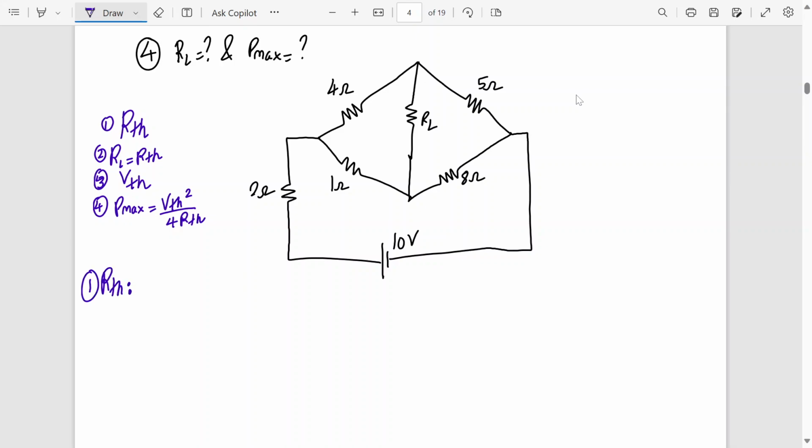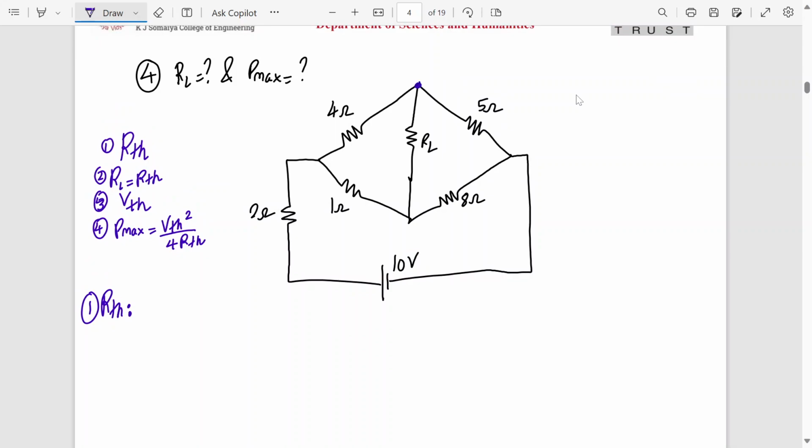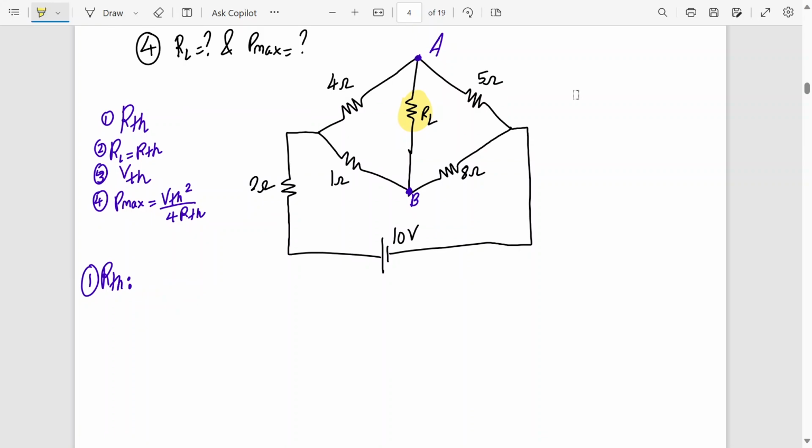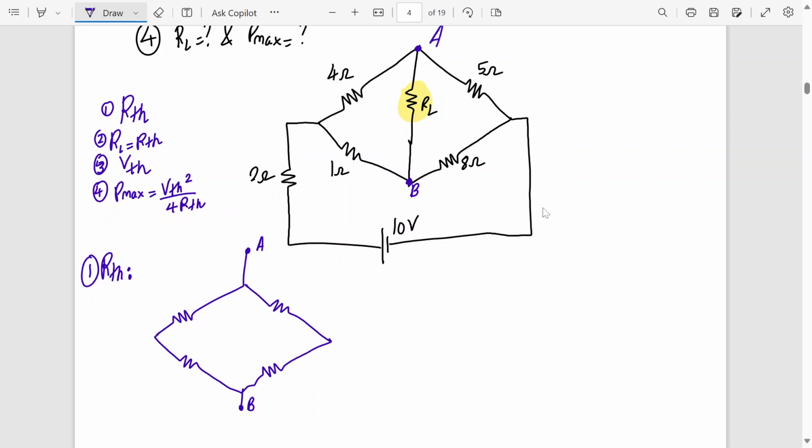Tell me what we do in the RTH. So basically this is my point A and B, and this is my resistance RL. So we remove RL and deactivate all sources. Yes or no? So let's draw the circuit again. This is point A and this is point B, and we have this 2 ohm resistance. So what happens to this battery? It becomes a short circuit, right? Like this.